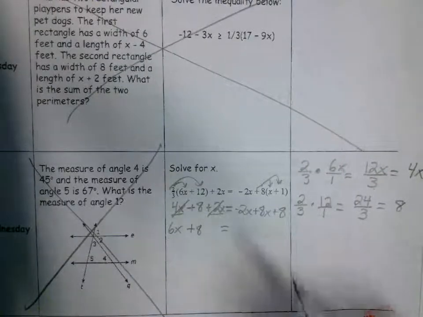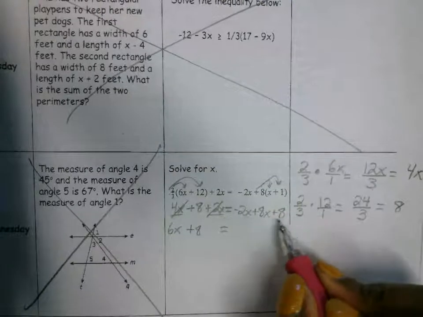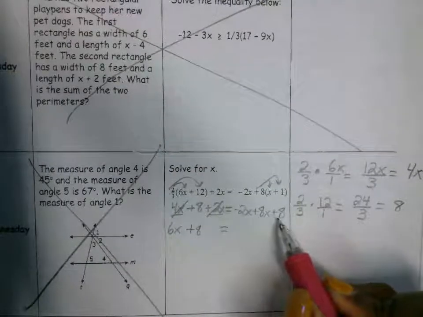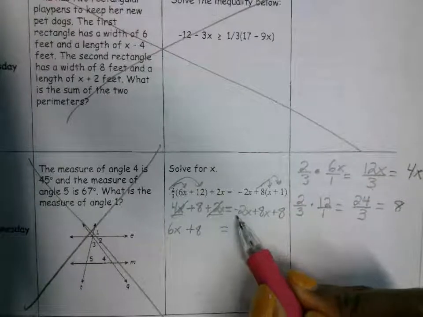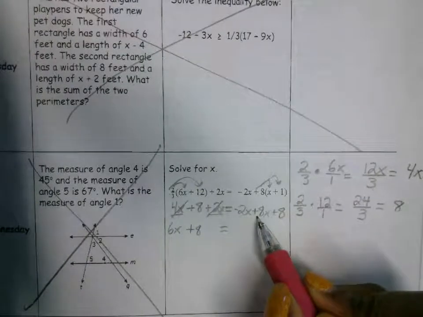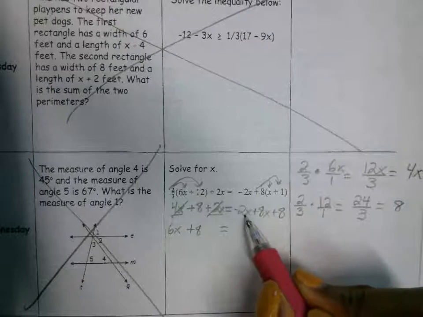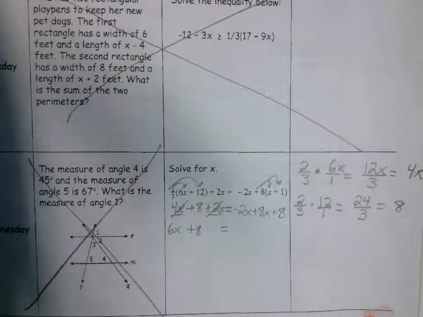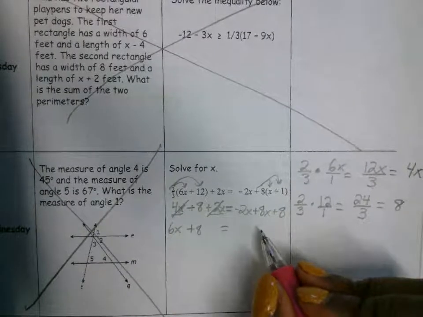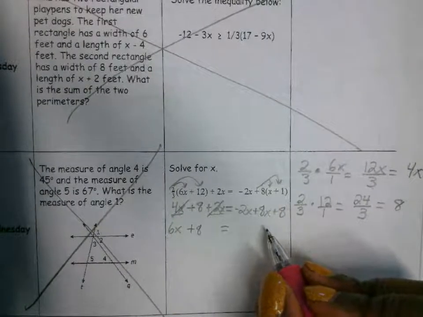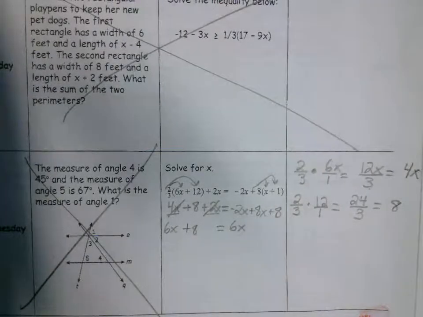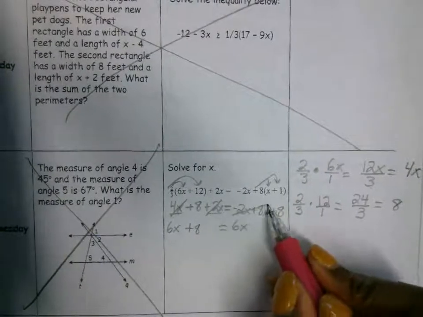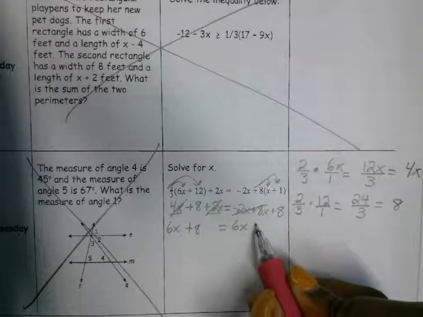I'm going to combine like terms on the other side. What terms can we combine on this side of the equal sign? Very good. Negative 2x plus 8x. What's negative 2x plus 8x? Not negative. It's just 6x. Good job. This we combine. So now we're left with the plus 8.